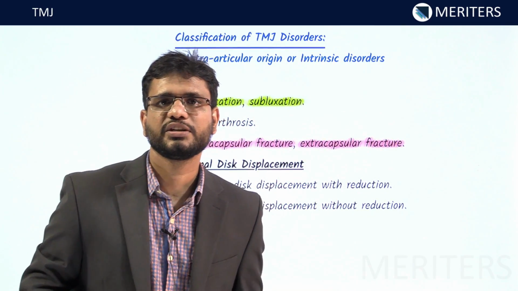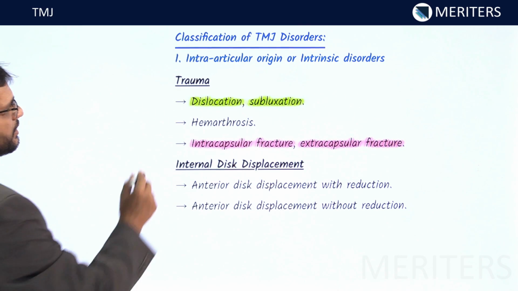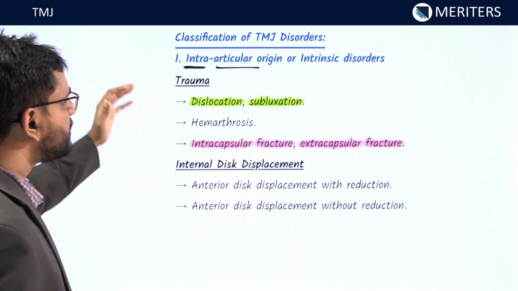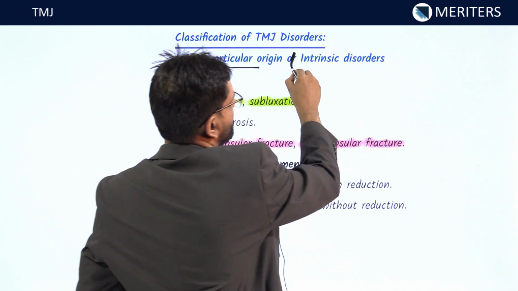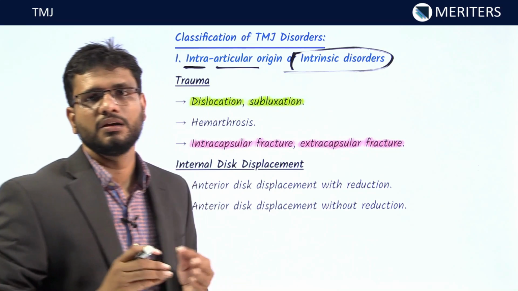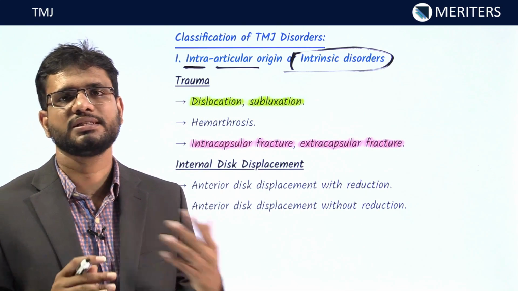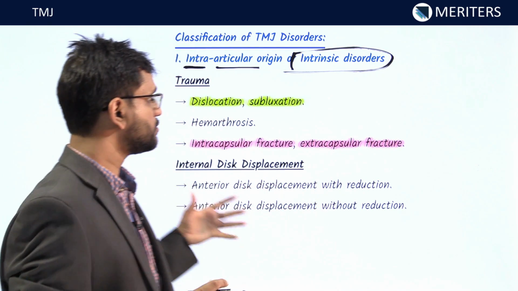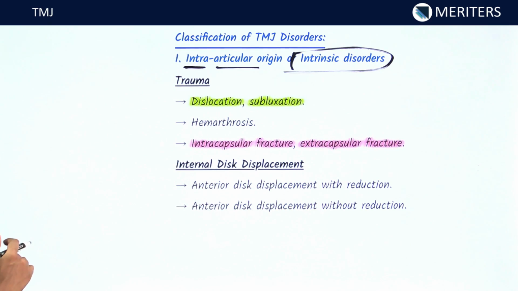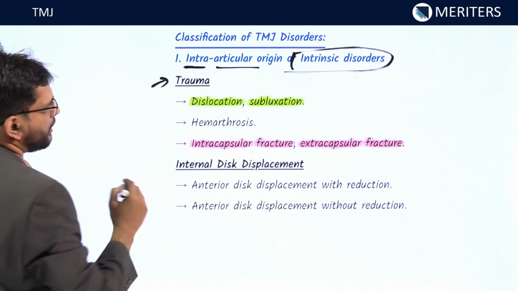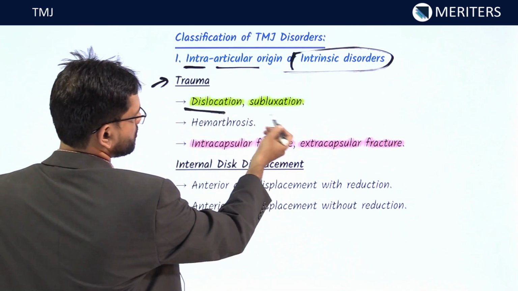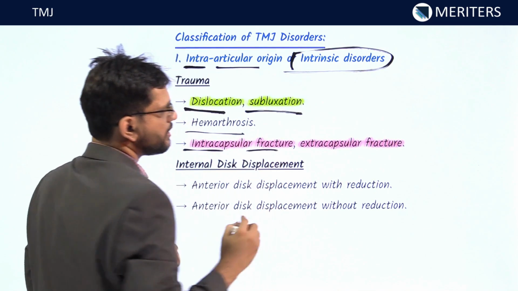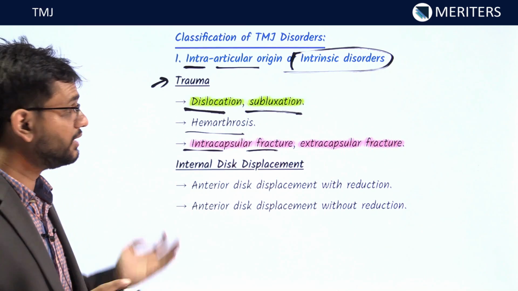Now let's discuss the classification of TMJ disorders. The first is the intra-articular origin or intrinsic disorder. An intrinsic disorder means it is within the TMJ capsule, whatever is happening in the articulating surfaces and within the articulating space. First, there can be trauma, and due to trauma there can be dislocation, subluxation, hemarthrosis, and intracapsular fractures, as well as extracapsular fractures, which can also be considered.